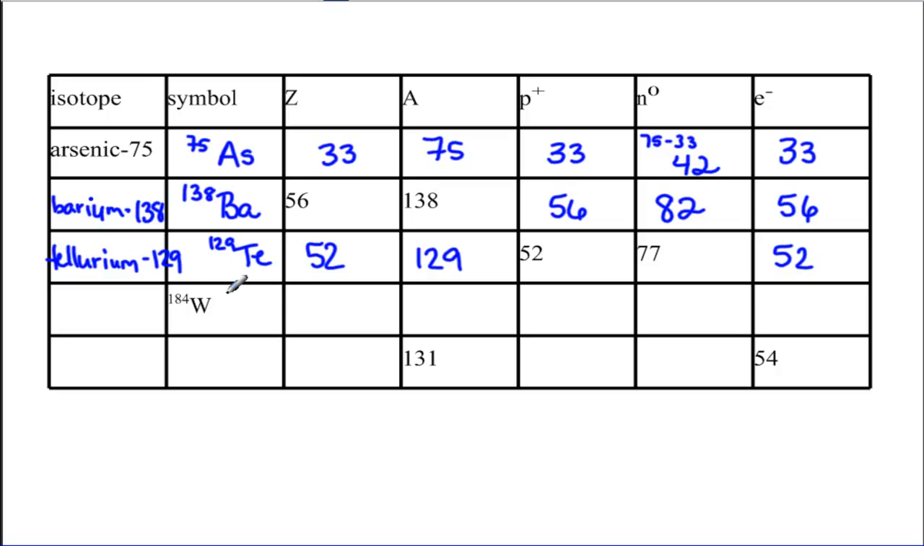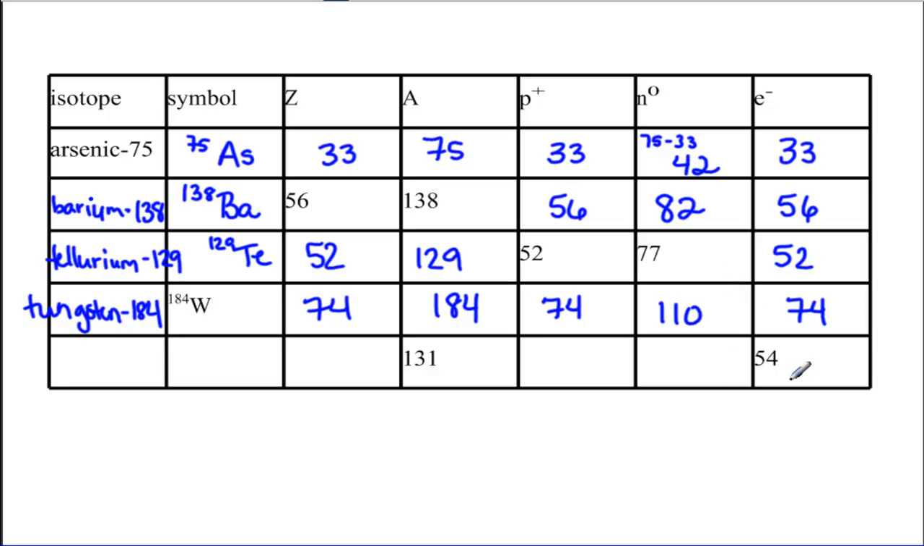The next one, I have my symbol. So I know that W is tungsten, and so that's tungsten 184, and I know that 184 is also my mass number. So I look on my periodic table and I see that the atomic number for tungsten is 74. So it has 74 protons and 74 electrons. 184 minus 74 gives me 110 for my neutrons.